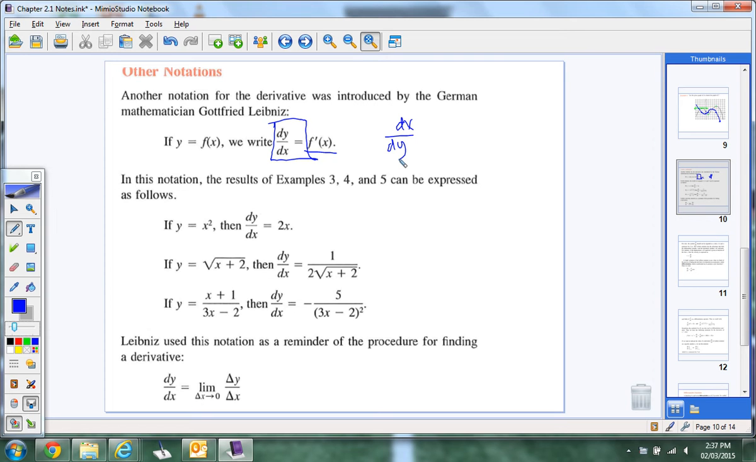So from earlier, y was x squared. dy dx, that means derivative of y with respect to x, we got 2x. Remember, back in our previous examples? So that's how you'd write the notation. Same thing with these three. So these ones, if you want to write these down, maybe as examples, I'll go ahead and wait.